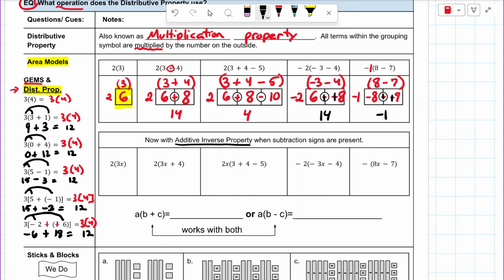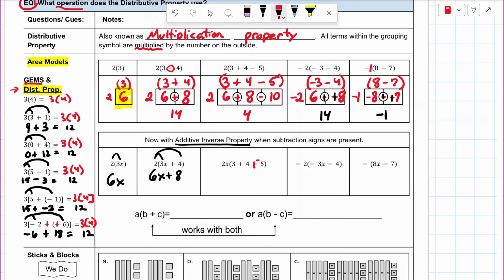signs are present. Okay, so here this is just 2 times 3x, which is going to give you 6x's. This is 2 times 3x, and 2 times 4. 2 times 3x is 6x, and 2 times 4 is 8. Bring down that plus sign. Now remember, you cannot combine those because those are not like terms. Then we're going to move on here, and we do see a subtraction sign. So we're going to use additive inverse to that.